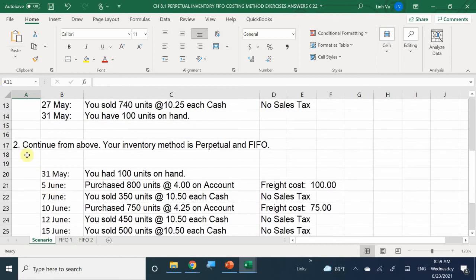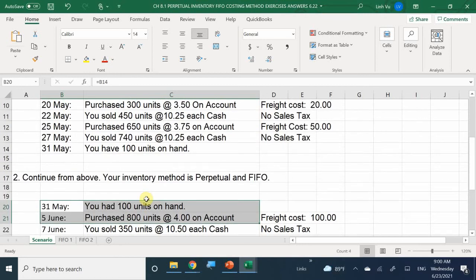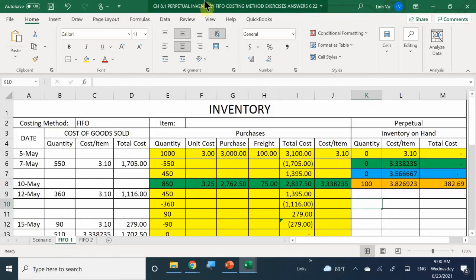Here it gives us an indicator that on May 31st we had a total of 100 units on hand. Since we're continuing from our previous scenario, now we need to take these 100 items that we solved for from our first batch and carry them over to our next worksheet. So here I have 100 items that cost me $3.829269, which gives me a grand total of $382.69. That's my leftover inventory.